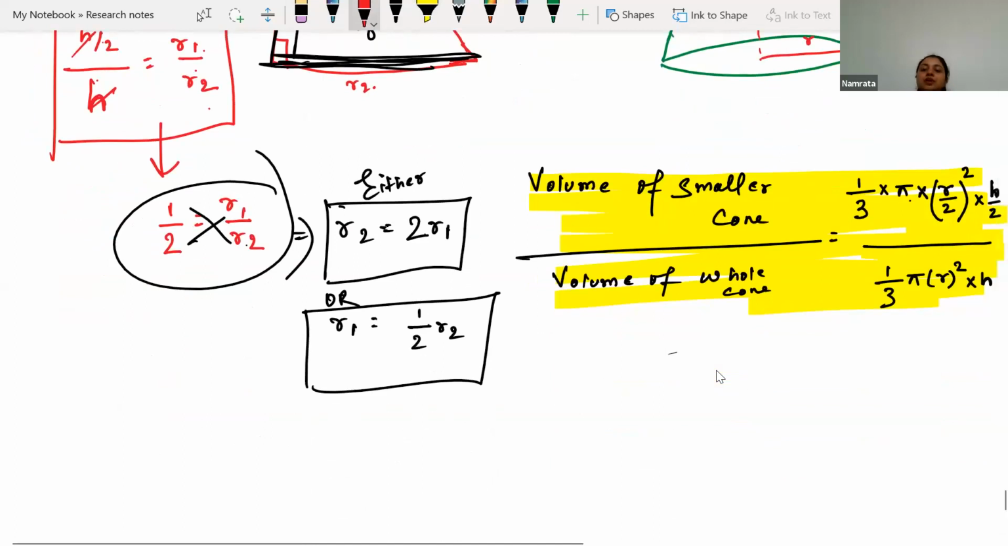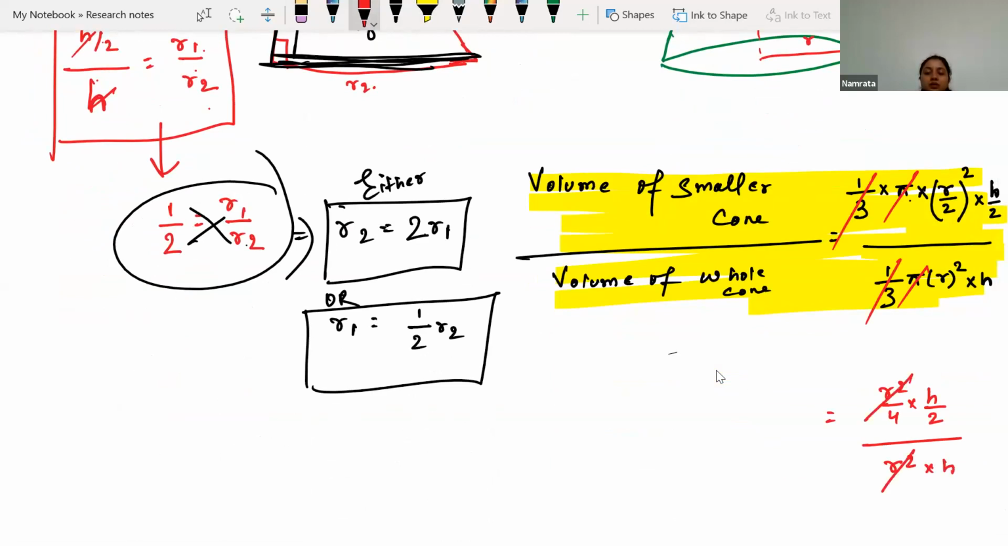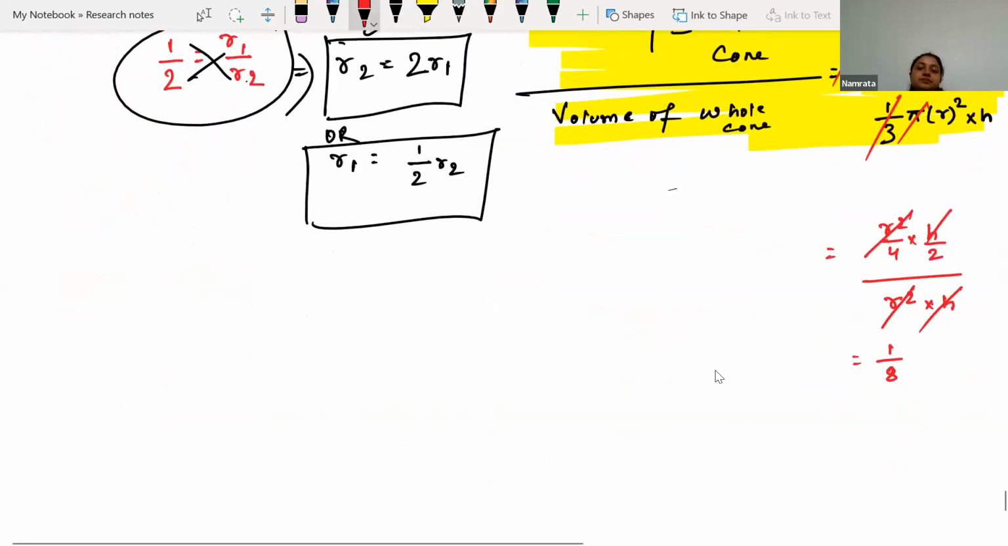We will be having 1 by 3 gone, 1 by 3 pi. Upper one will be r square by 4 into h by 2. Here we will be having r square into h, r square gone, h gone. We ended up getting 1 by 8. Can you see it? Are you getting it? Yes, ma'am.